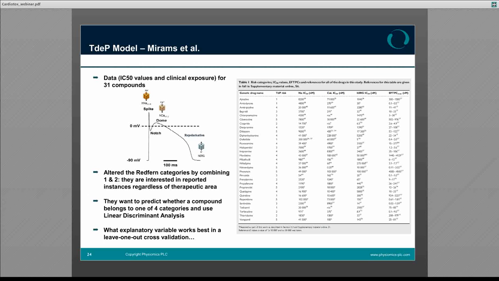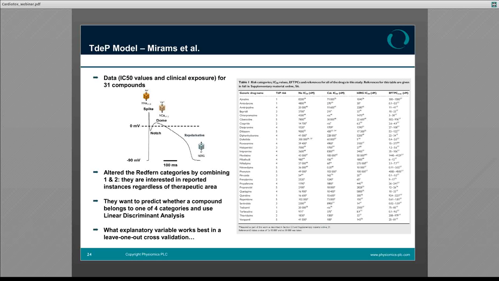So what they did in the paper is they took data for 31 compounds, which you can hopefully see a bit of here in this slide. These were IC50 values from high throughput screening or from the literature. And the data they were using, again, were for 3 ion channels: NaV1.5, the calcium channel, and the hERG channel. They also had data on clinical exposure for these 31 compounds.